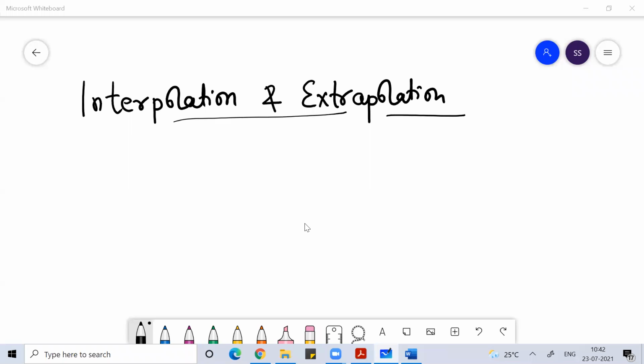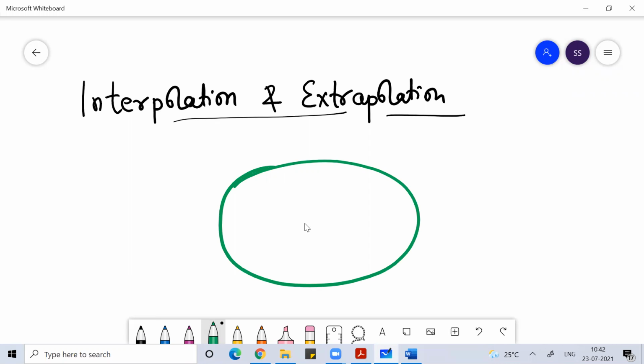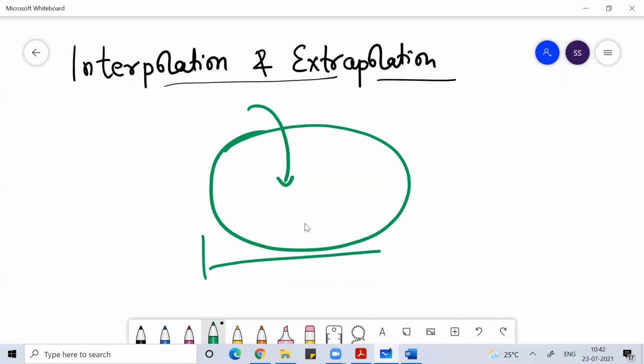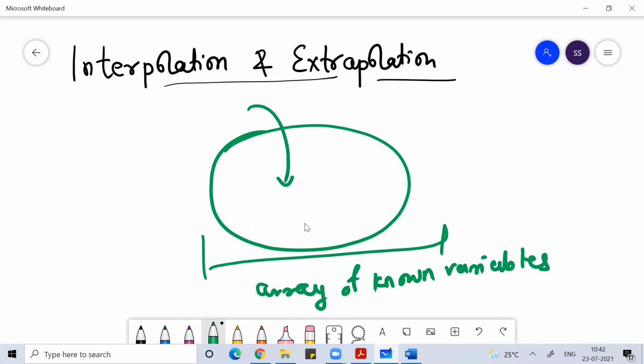interpolation, I hope you are understanding. Interpolation basically means that within the data, you try to search for some unknown variable, so a set of known variables, an array of known variables, is given to you. If an array of known variables is given, and you are looking for a value for the variable within this, you are trying to find a defined value, then we go for interpolation.